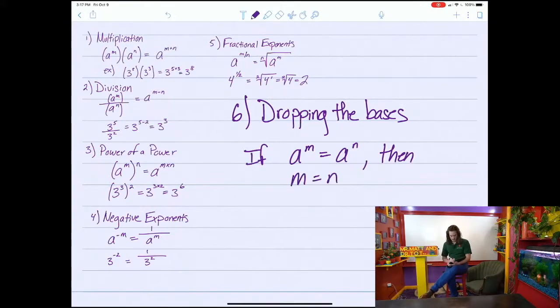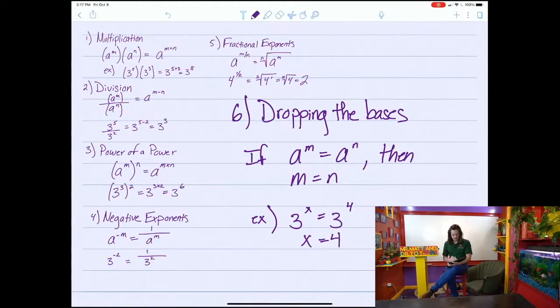So for example, if we know that we had 3 to the x power is equal to 3 to the 4th power, we can drop the bases of 3 and equate x to 4. So x would be equal to 4 here.